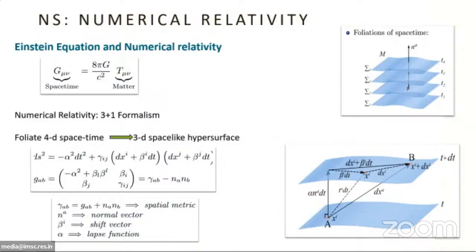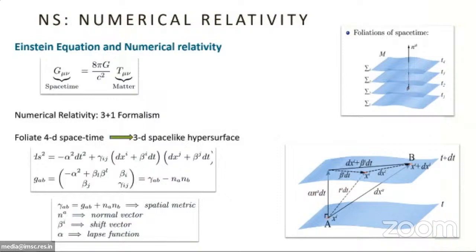In differential equations, the space dimensions and the time dimension are treated differently. So what I can do is use numerical relativity, where there is a 3+1 formalism of foliation of 4-dimensional space-time into 3-dimensional hypersurfaces and 1-dimensional time. It foliates space-time into different hypersurfaces, and these are stacked along the time direction in which they evolve.